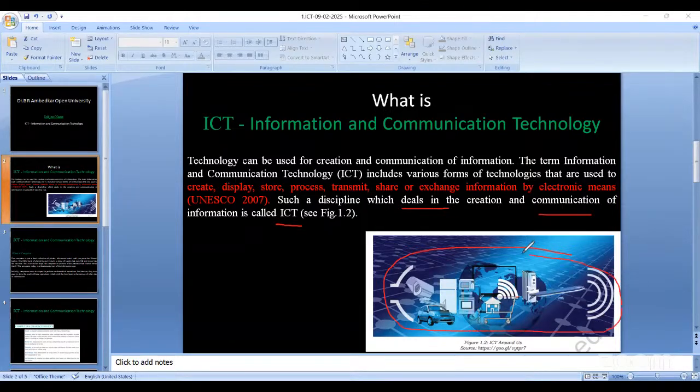Now, with the diagram, you will understand. With this diagram, you can understand what devices are involved in the exchange of information. This is one device, this is one device, this is one device. These are all devices involved in exchanging information through electronic components, or you can say electronically. So that is the meaning of ICT.